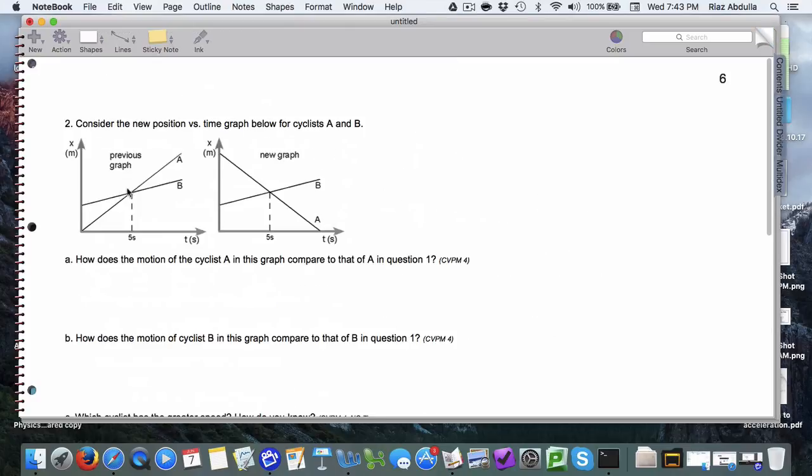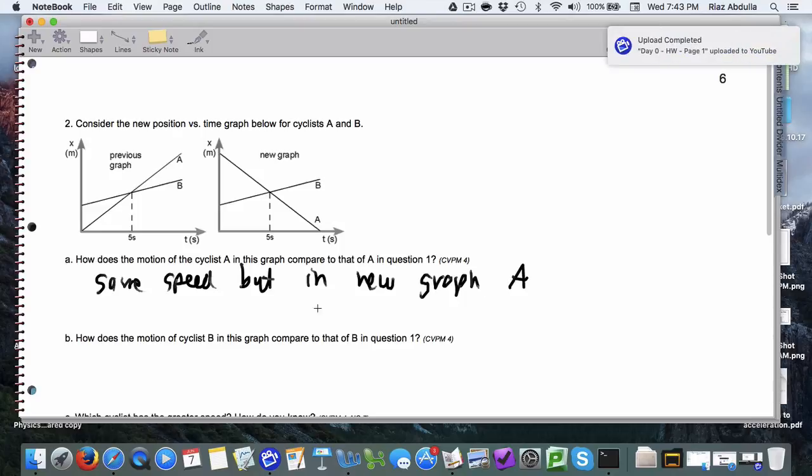So this is the previous graph. This is the new graph. And we want to know, how does the motion of A here in the second graph compare to A here in the first graph? Basically, same speed, but in the new graph, A is backwards.